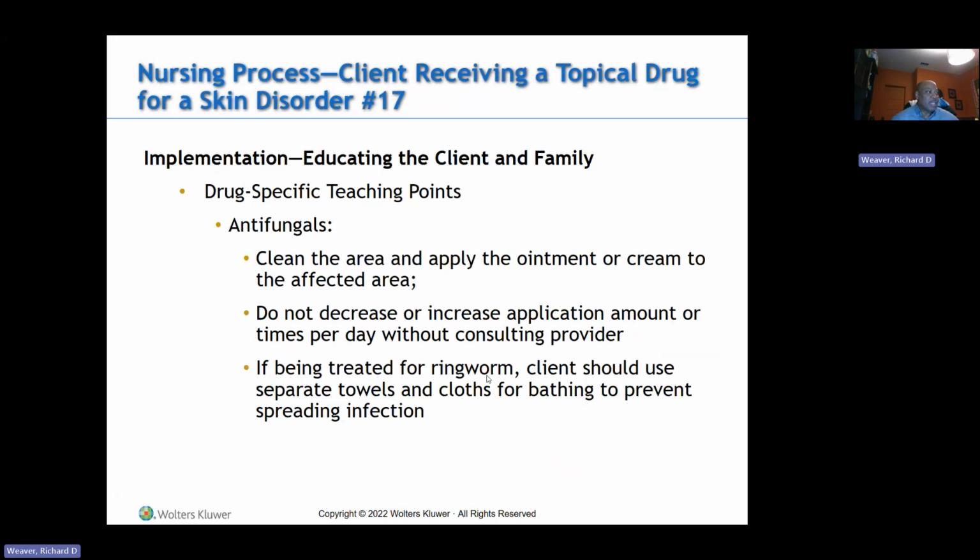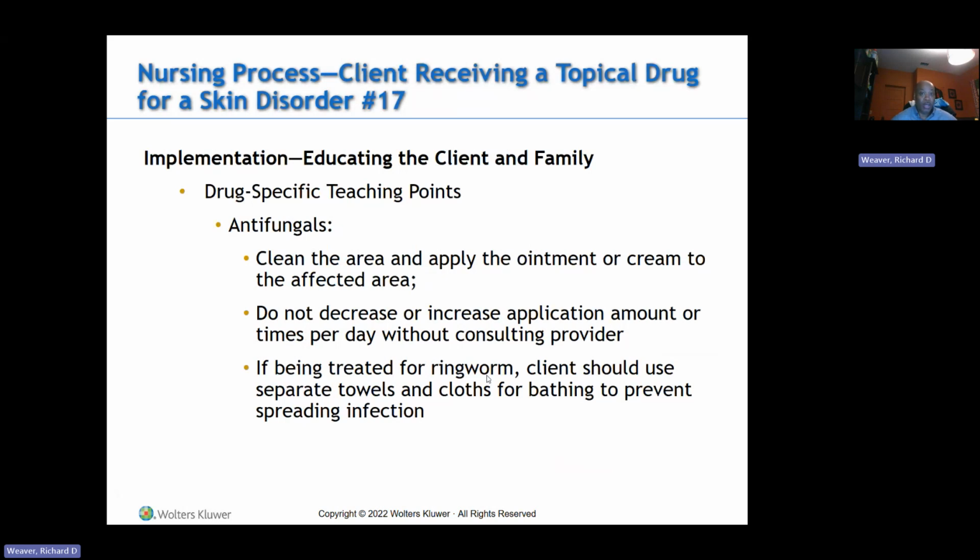As far as the antifungals, we want to clean the area and apply the ointment or cream to the affected areas only. Do not decrease or increase application amount or times per day. We want to give it as prescribed. We don't want to change anything without consulting the physician. If being treated for a ringworm, the patient should use separate towels and clothes and cloths for bathing in order to prevent spreading the infection.